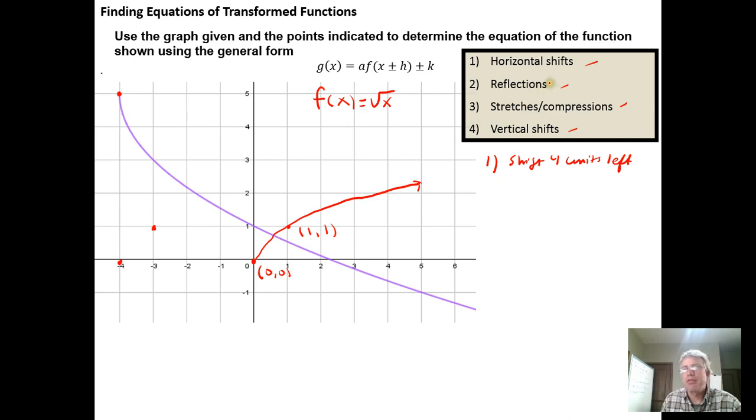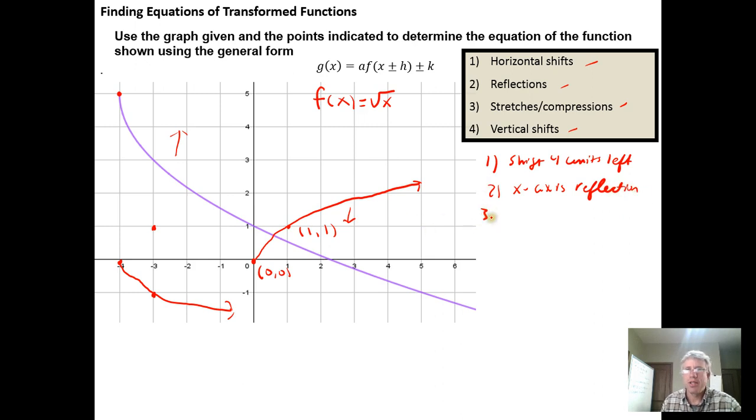Then identify whether there's been any reflections. It doesn't look like there has been a y-axis reflection, but it does look like there's been an x-axis reflection, because here our graph's opening downward, going up. Here it's going down, opening upward. So it looks like we've reflected over the x-axis.